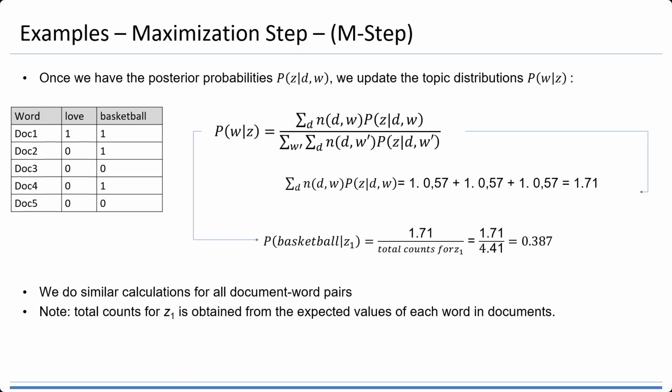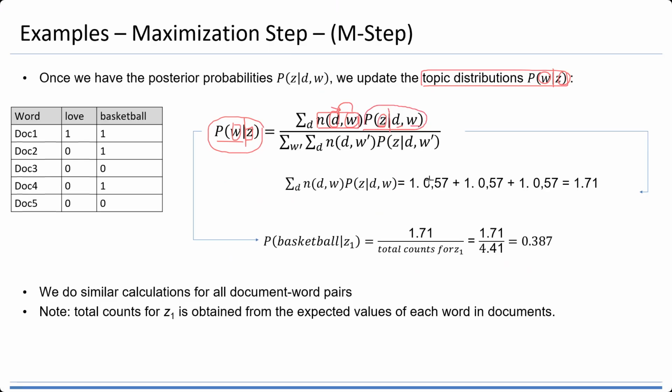So after we have the posterior probabilities, we will calculate and update the topic distribution. What is the topic distribution? The topic distribution is the probability of a word given that particular topic. The idea is we just want to know how many words appear in that particular topic. NDW, we already know NDW means the count, how many times the word appears in the particular document. And we will multiply it with the probability of topic given the document and word.